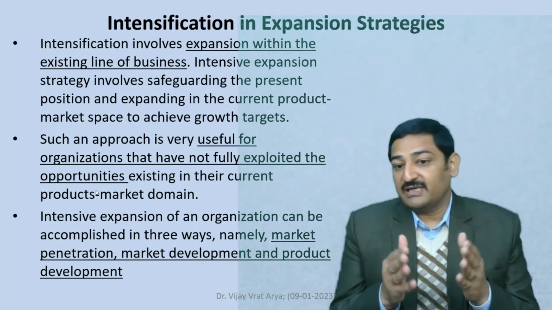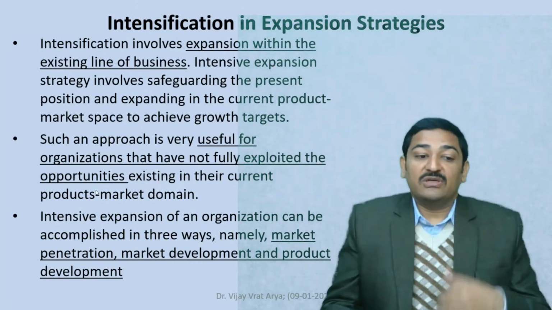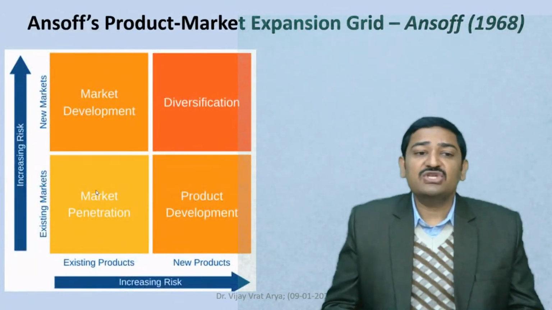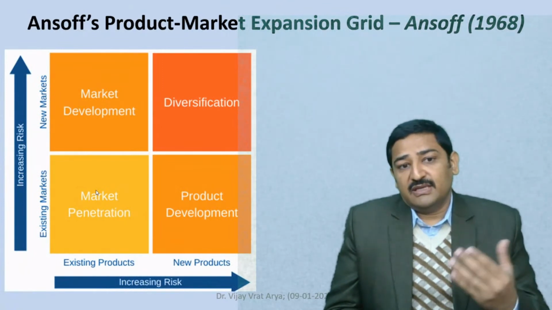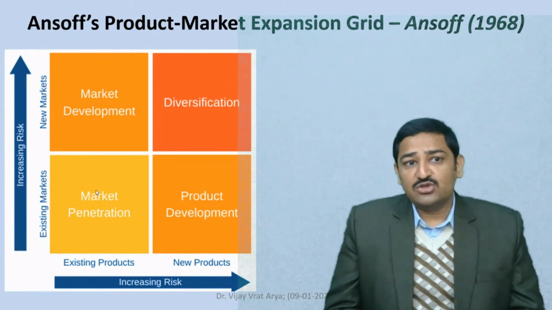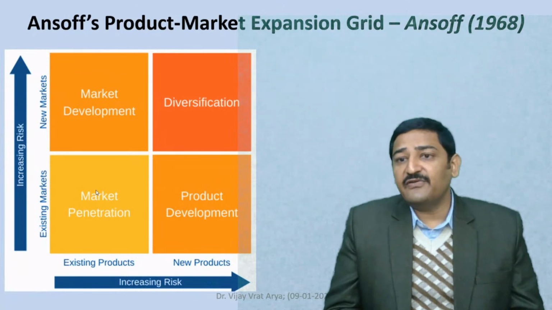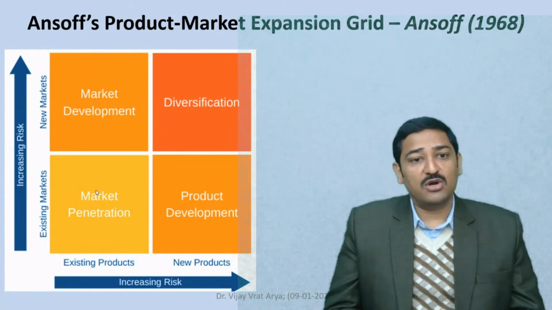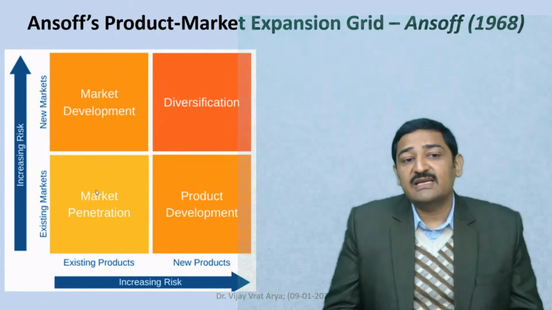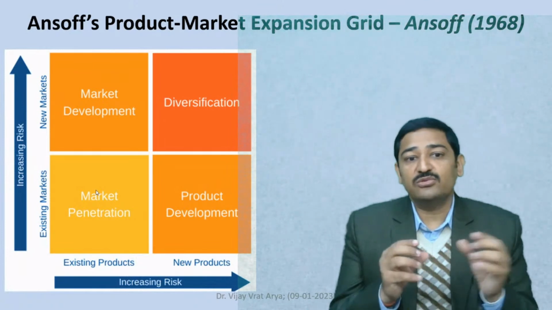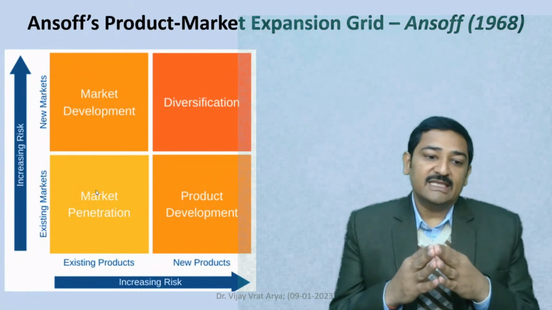Here, the intensive expansion of an organization can be accomplished in three ways. One could be market penetration, second, market development, and third, product development, which can be easily understood with the help of the Ansoff product market expansion grid, which was identified in 1968 by Ansoff, where two aspects, that is product and the market, have been linked or showcased through the linkages.